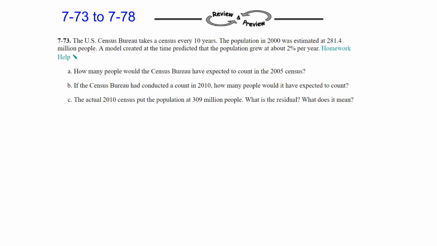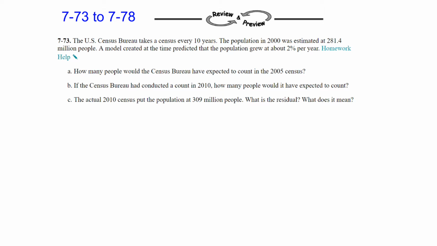Question 73. The U.S. Census Bureau takes a census every 10 years. The population in 2000 was estimated at 281.4 million people. A model created at the time predicted that the population grew at about 2% per year. First question, how many people would the Census Bureau have expected to count in the year 2005 census?